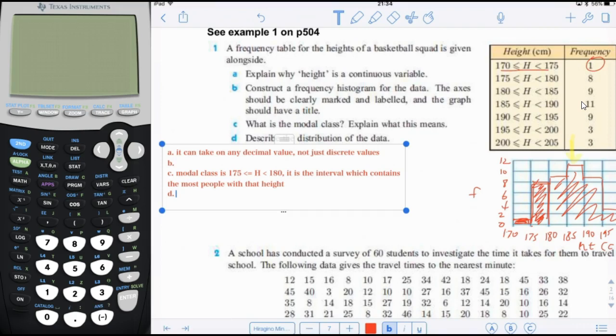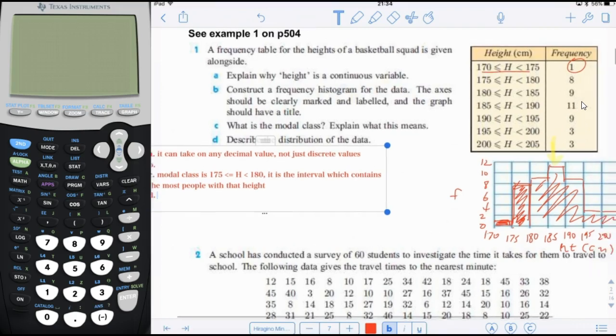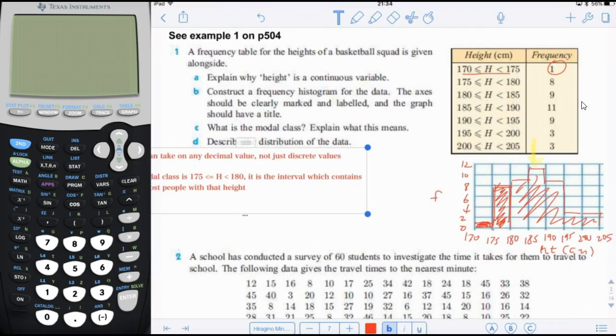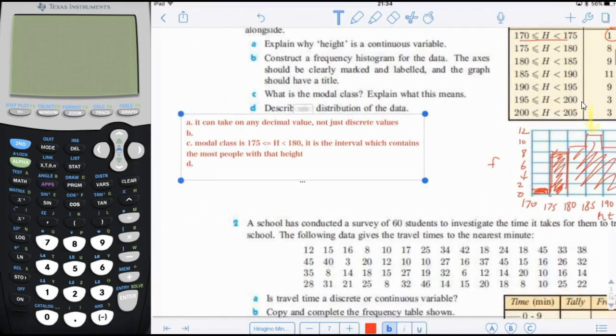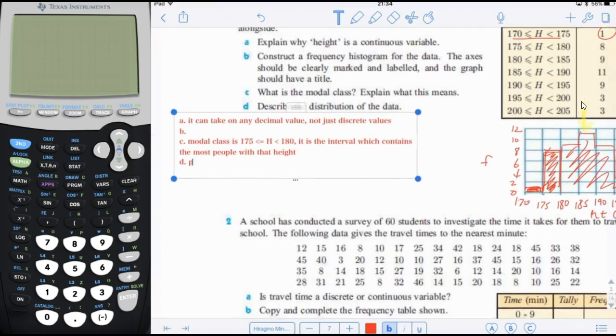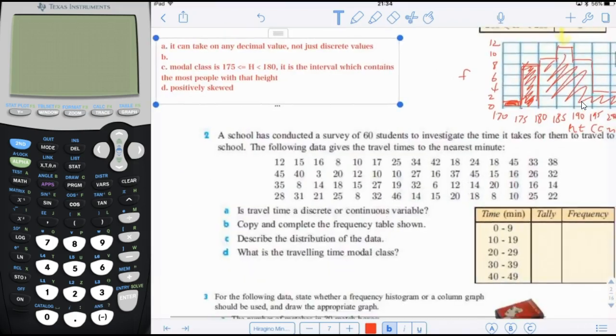Describe the distribution of the data. Here they want you to say if it's positively skewed or negatively skewed. And if you look at the shape, it looks like it's pulling more to the right, so we'll say it's positively skewed. Okay? And that's it for number 1. That was easy, right? Number 2.